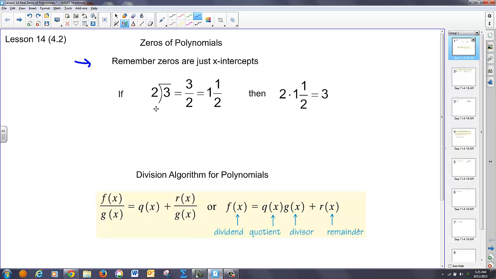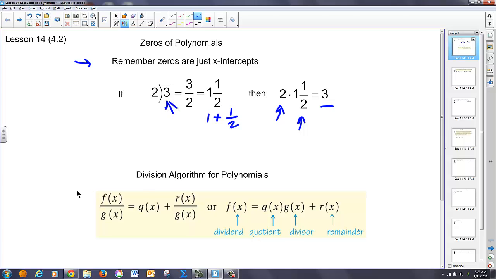If I take just regular numbers, take 2 divided into 3, that's the same as 3 divided by 2, or 1 1/2, which really is 1 plus a remainder of 1/2, if you think about it. Alright? So, if I were to multiply my original number that I was dividing by my answer, then I end up with 3 coming back. That's the whole concept behind division.